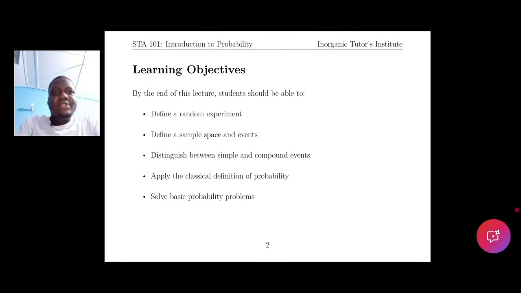So our learning objectives for the day are as follows. At the end of this lecture, you should be able to: 1. Define a random experiment, 2. Define a sample space and events, distinguish between simple and compound events, apply the classical definition of probability, and solve basic probability problems. So now let's proceed to the main agenda for the day.